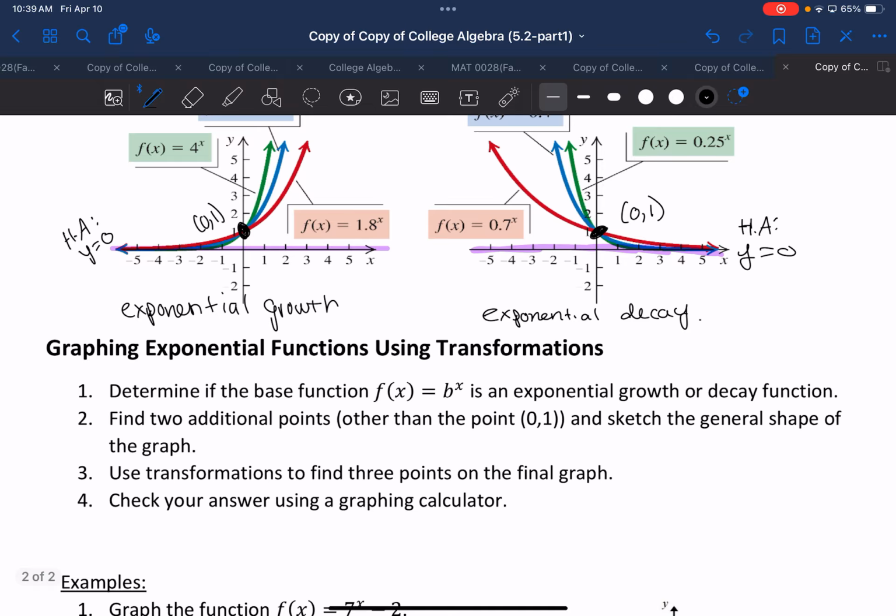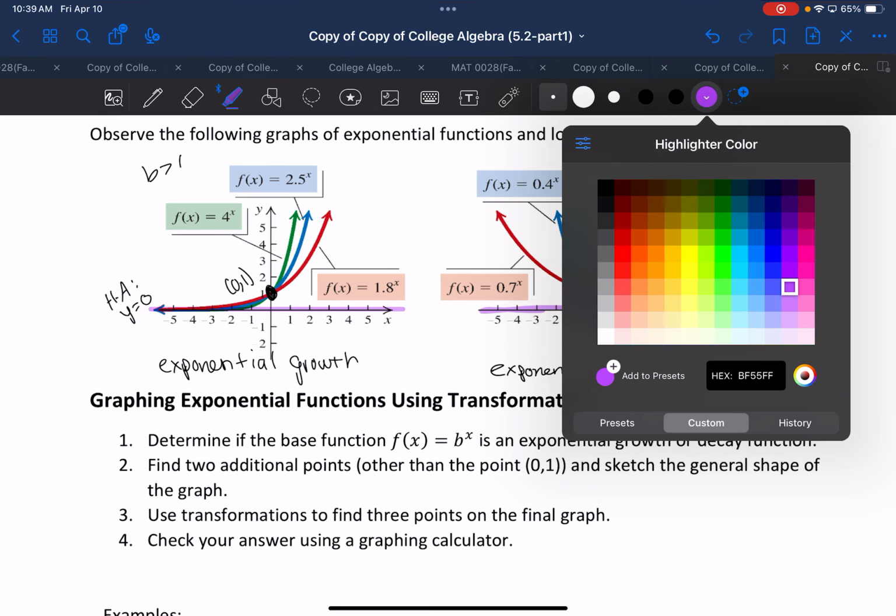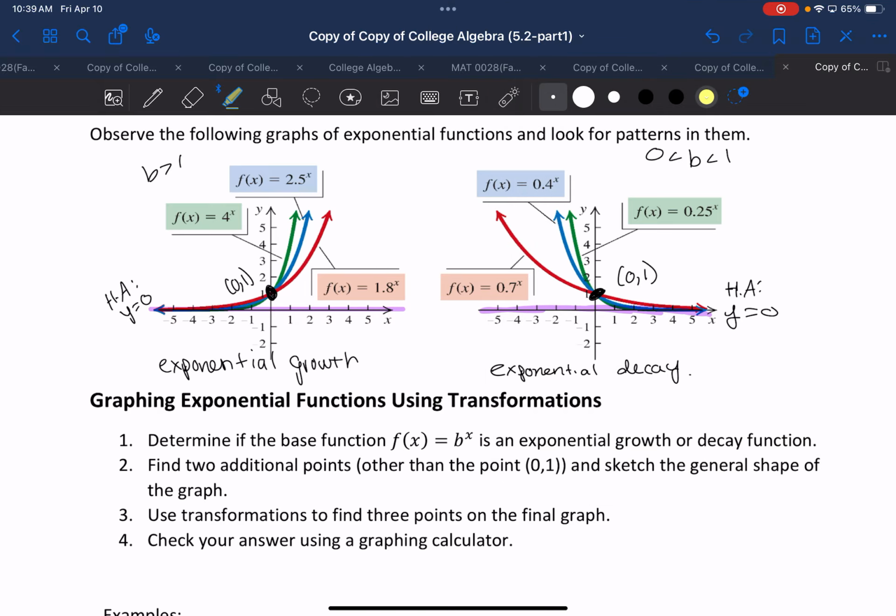I have the steps here of doing this. So step 1 is to determine if the base function f of x equals b to the x is an exponential growth or a decay function. So you're just going to be looking at the base and seeing if it's greater than 1 or between 0 and 1.